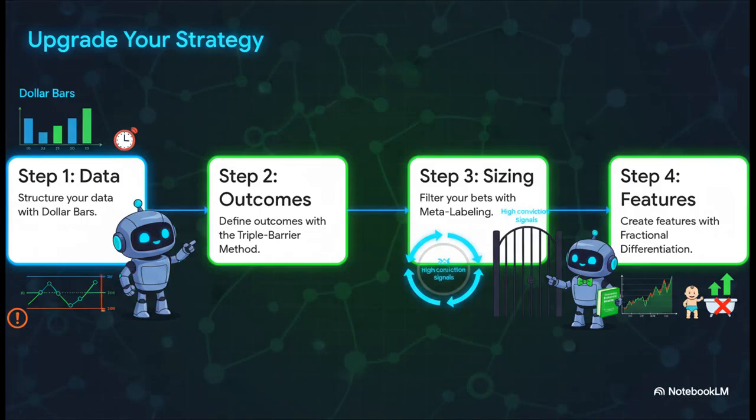Okay, let me try to recap this. Step 1, ditch the clock. Use dollar bars to follow the money. Perfect. Step 2? No more fixed profit targets. Use the triple barrier method to be dynamic. Yes. Step 3? Bet with the brain. Use a meta-labeling model as a filter to only take the best trades. You've got it. And the last one? Keep the memory. Use fractional differentiation so our features are both stable and predictive. That's it. That is the modern quant workflow right there.